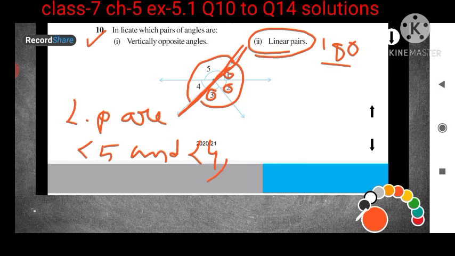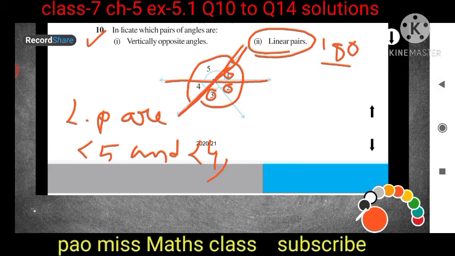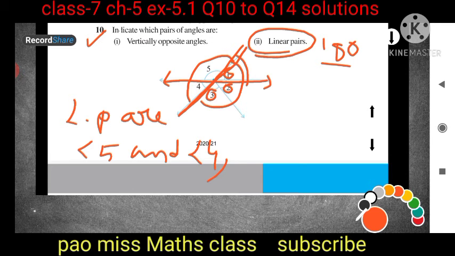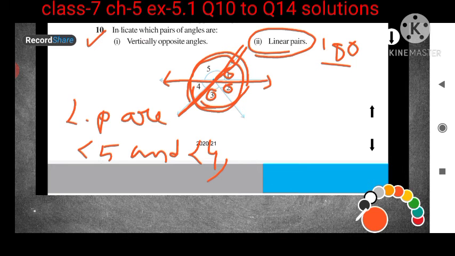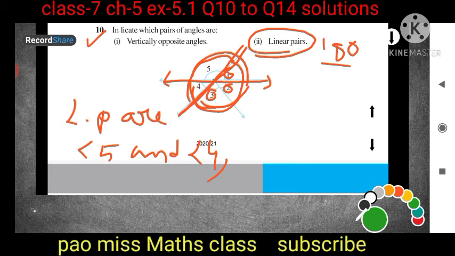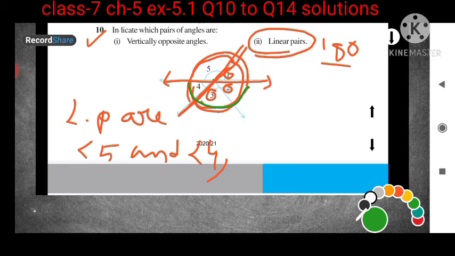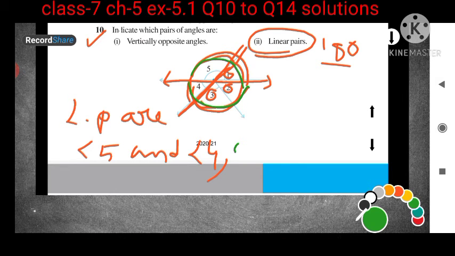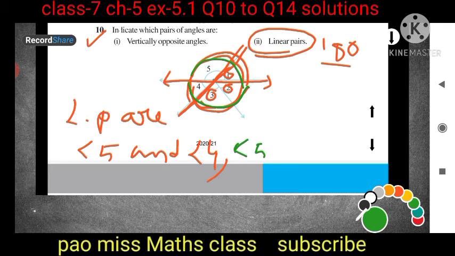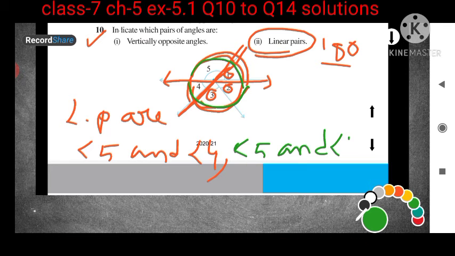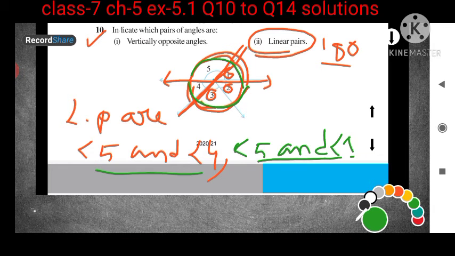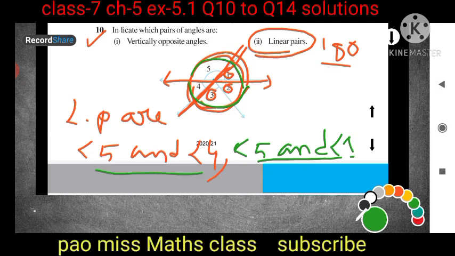Then again you can see this is also one straight line, isn't it? In this straight line also you can see 2 angles, but here you can see 3 angles. So this will not be, okay, I will change the color. This will not be a linear pair because there are 3 angles, but this will again be a linear pair. So the angles are angle 5 and angle 1, okay? This is one linear pair and this is one linear pair, okay? Hope you have understood. So write this down in your notebook.